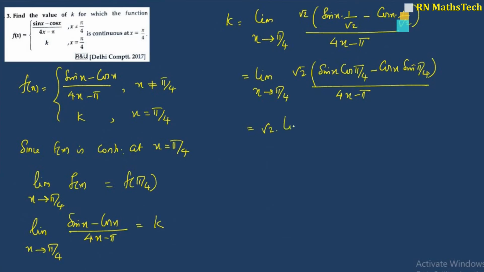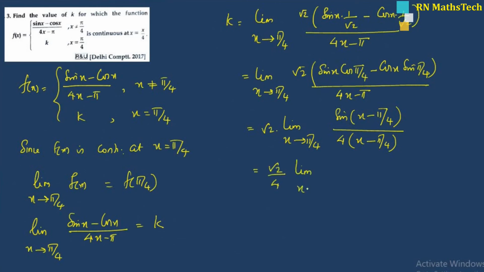Root 2 into limit x tends to pi by 4, sin of x minus pi by 4, which is sin x cos pi by 4 minus cos x sin pi by 4, divided by x minus pi by 4, where 4 can be taken outside. So in the denominator there is a 4, which can be taken outside: root 2 by 4 into limit x tends to pi by 4 of sin of x minus pi by 4 divided by x minus pi by 4, that is root 2 by 4 into 1. So k is equal to root 2 by 4.